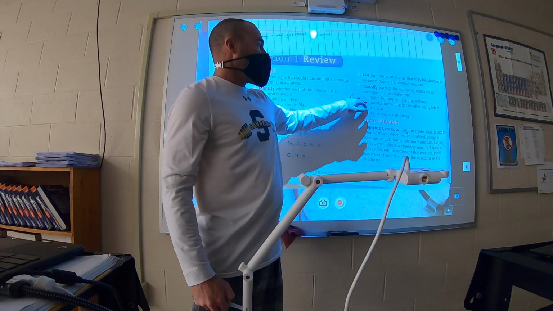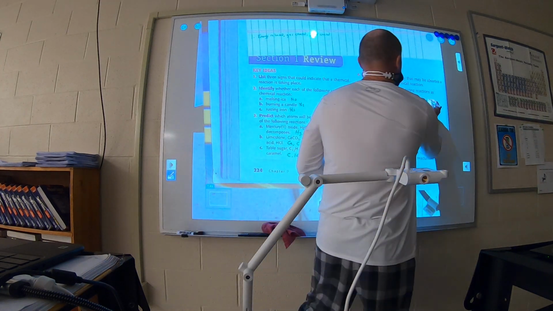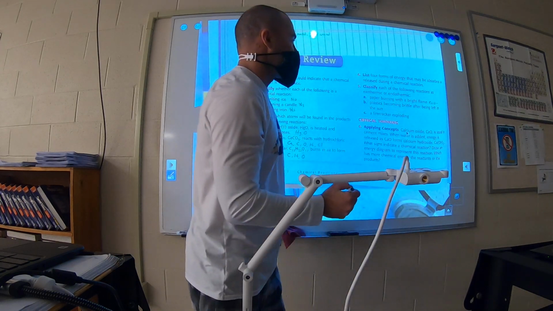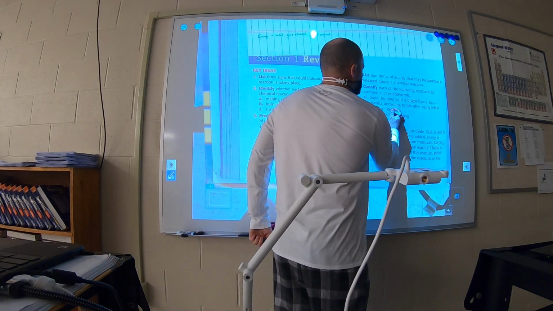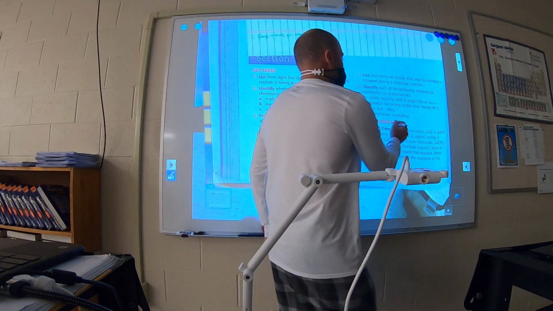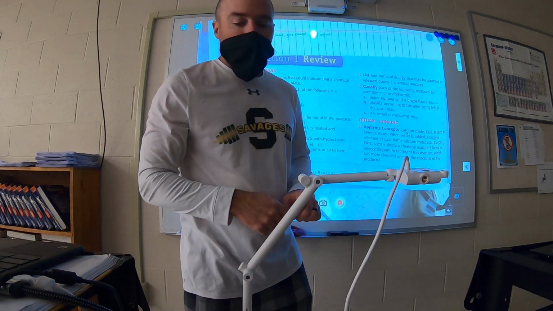And then we didn't do 4, but number 5, we wanted to say whether these are exothermic or endothermic. Paper burns with a bright flame. What's that? Exothermic. Becoming brittle after being left in the sun. Endothermic. Firecracker exploding. Exothermic.